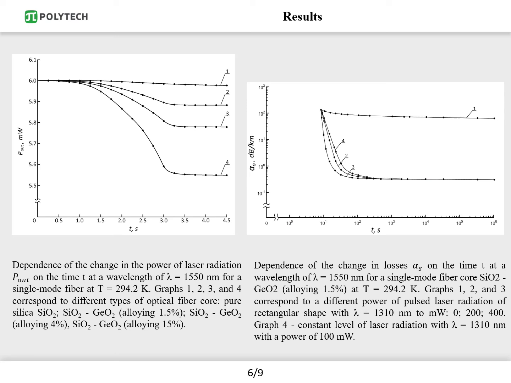The results show that the fiber with a pure quartz core is less sensitive to gamma radiation. With an increase in the degree of doping of the optical fiber core, the loss alpha S and the steepness of their rise increase. Therefore, the system developed by us uses fibers with a high degree of doping of germanium oxide.